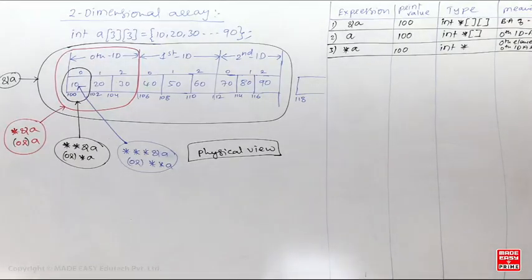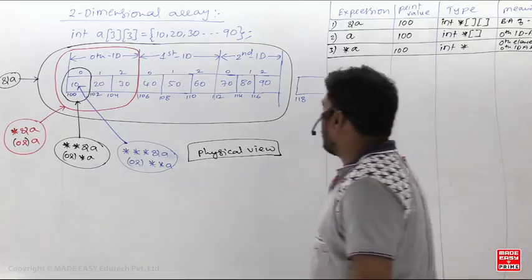Aishwarya, your type is wrong. It is pointing to an element. Why are you writing int star braces? You have reached the element, so what is the type? Int star only. Okay, right.